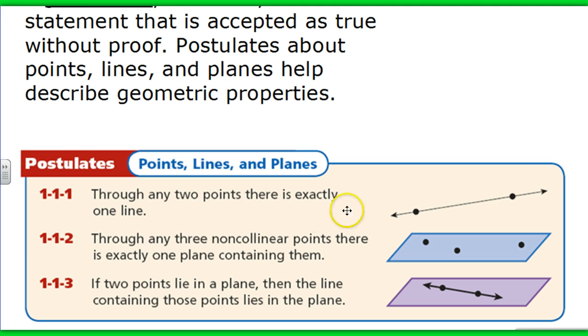Through any 2 points, there is exactly one line. Through any 3 non-collinear points, there is exactly one plane containing them. And if 2 points lie in a plane, then the line containing those points lies on the plane. These are your first 3 postulates.